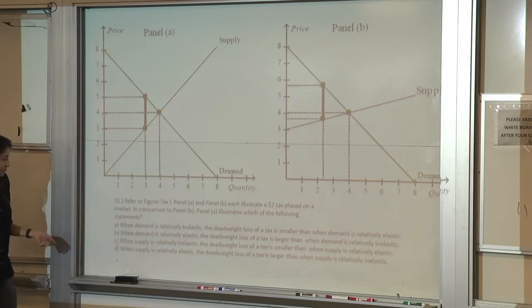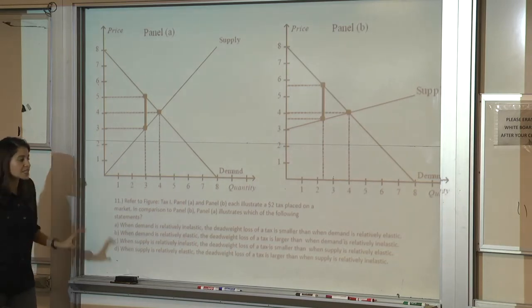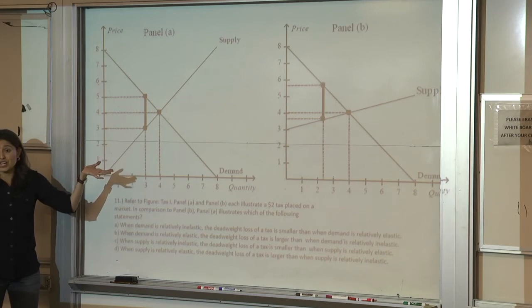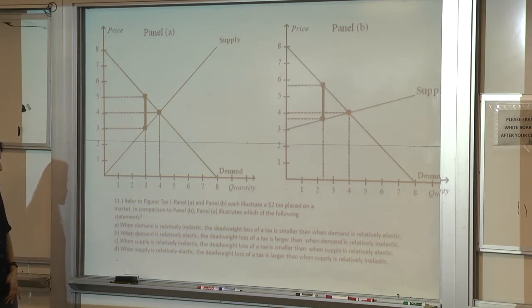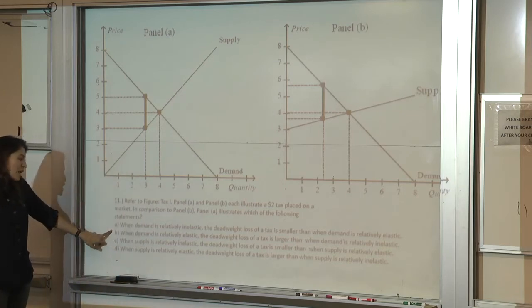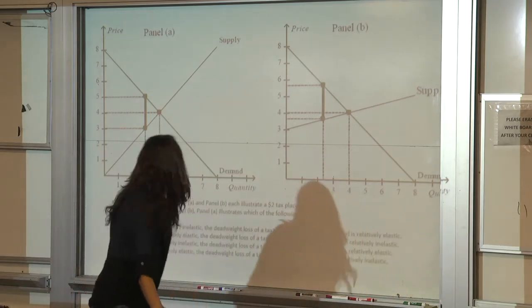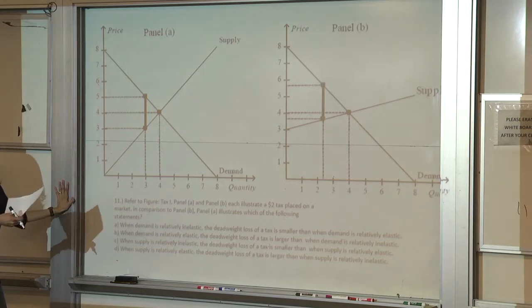So the answer here is A. Well, it's not A. I'm going to read them. When demand is relatively inelastic, the deadweight loss of a tax is smaller than when demand is relatively elastic. We cannot really see that from here because the demand functions are very similar, and that's not the case. So then B, when demand is relatively elastic, the deadweight loss of a tax is larger than when demand is relatively inelastic. Again, the difference here is not in demand, it's in supply.